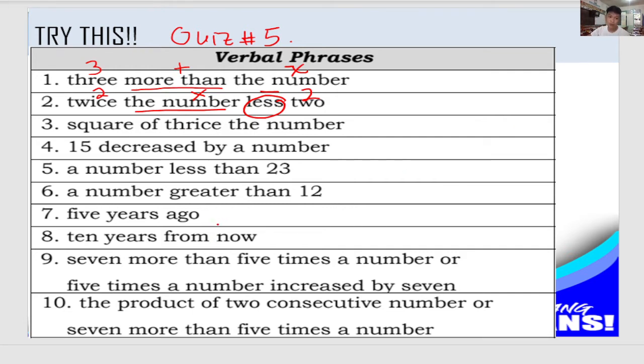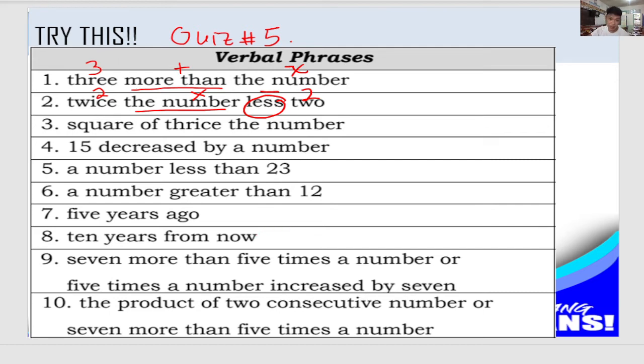So, we don't know that number kung ano yung 5 years ago na yan. So, we might write it x. We don't know kung 1954 ba yan siya, kung 2005 ba yan siya, 2010 ba yan siya. Basta 5 years ago. So, bawasan daw yun siya ng 5. So, x minus 5.